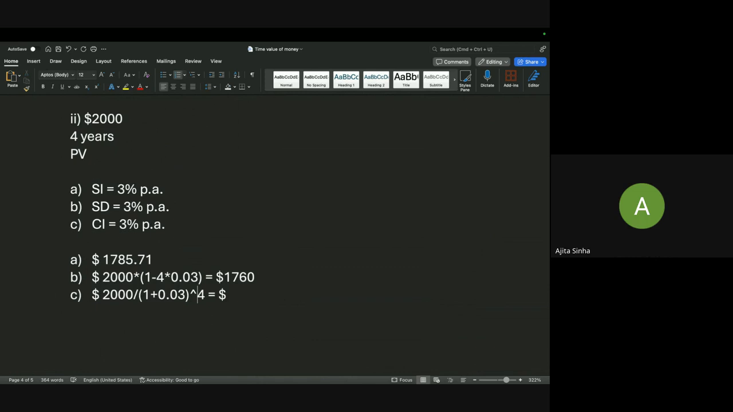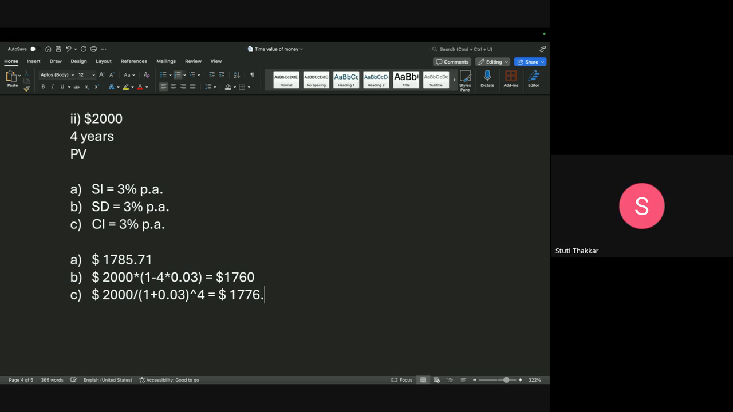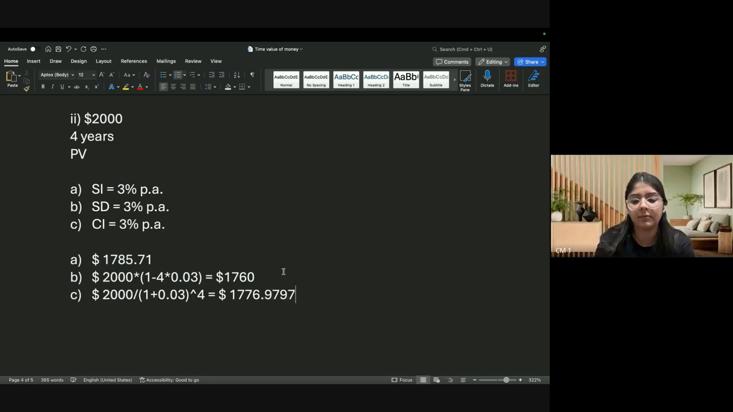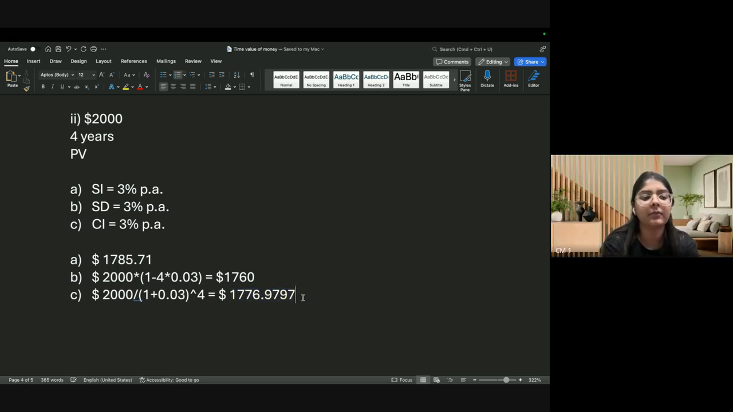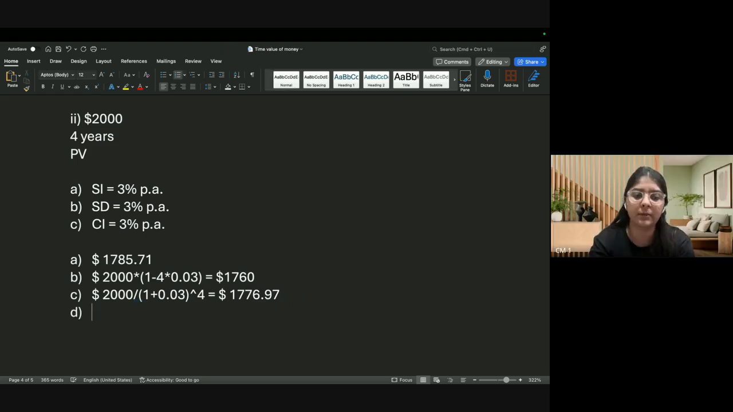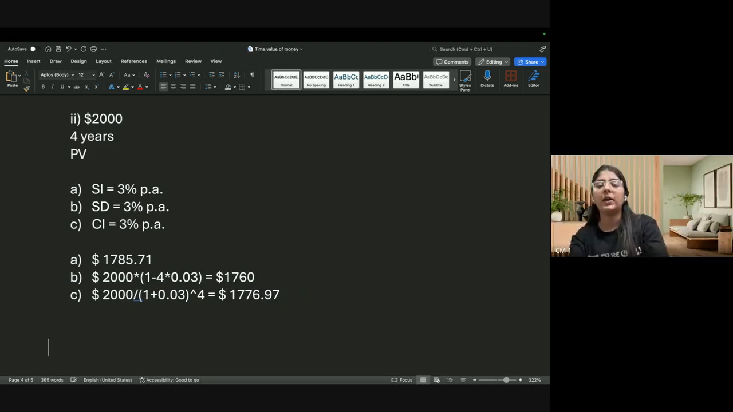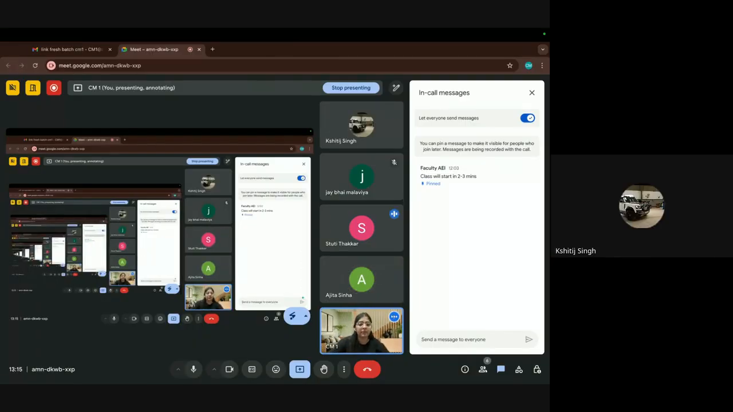Yeah, I did the same. Why did I put the minus, divided by 1 plus I raised to the power 4. Sorry, 1776.97. Yeah, no, it's correct. Right? All of you are getting this? Yes, 1776.97. All answers matching for everyone. Everything clear till here, all of you? Yes, ma'am.